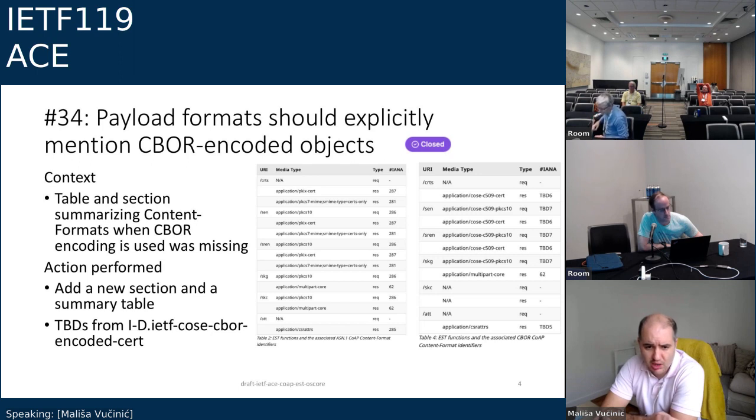As a reminder, our EST OSCORE draft supports both ASN.1 objects as well as CBOR encoded objects. So now we have two sections and two corresponding tables in the draft, which summarize the content format identifiers for the corresponding CBOR and ASN.1 objects. So this is mainly editorial, but it made us track all the IANA numbers and TBDs from the COSE draft. Next slide, please.